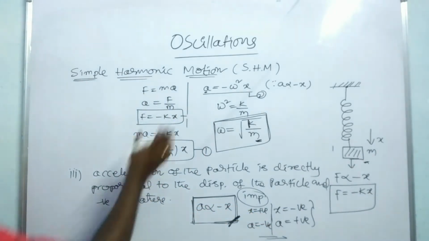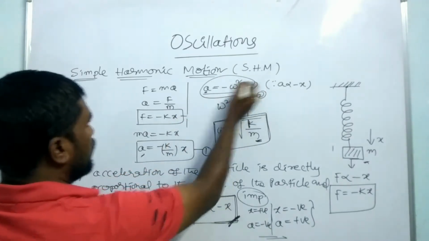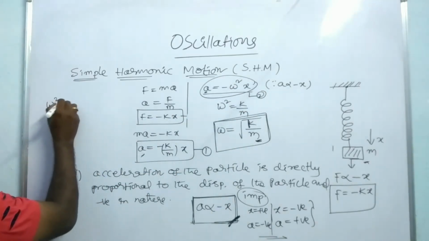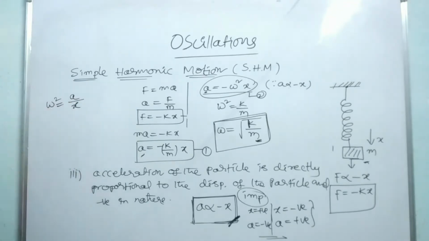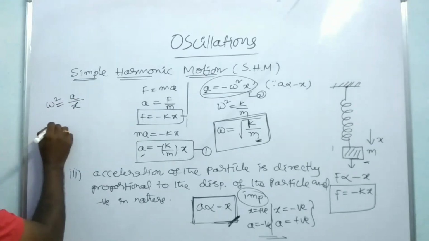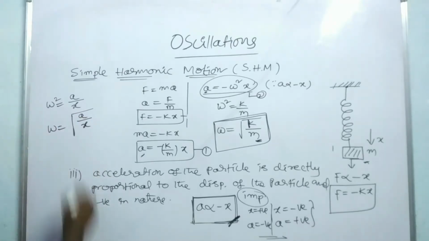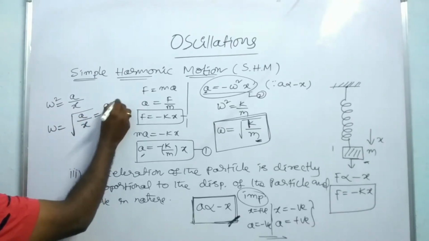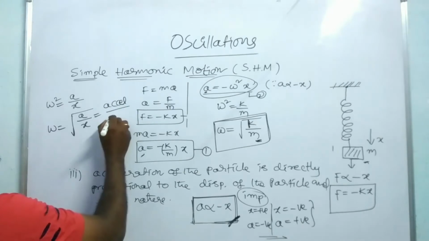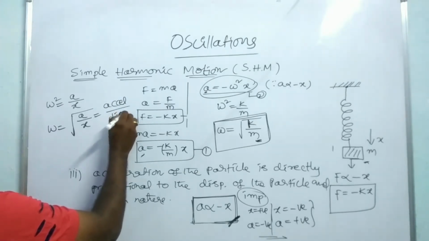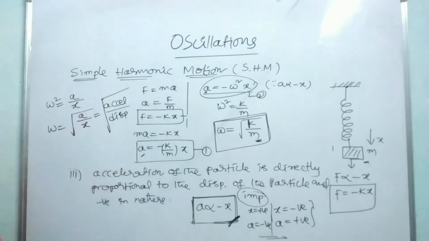From this we can also write that omega square is equal to a by x, and omega is equal to the square root of a by x, where a is the acceleration and x is the displacement. So the square root of acceleration divided by displacement is the angular velocity.